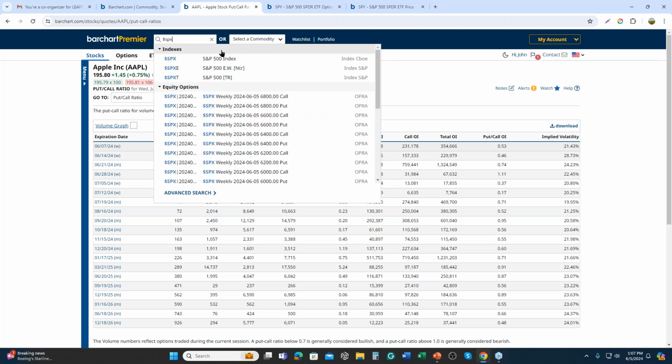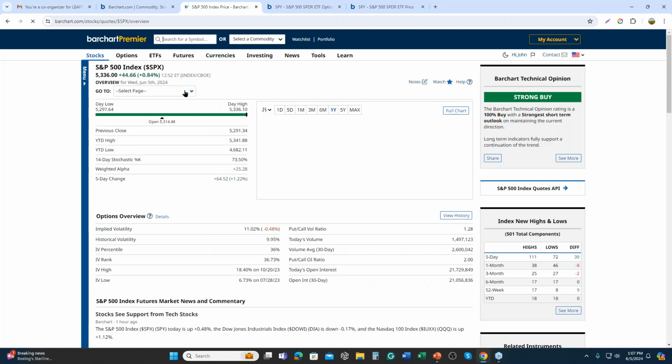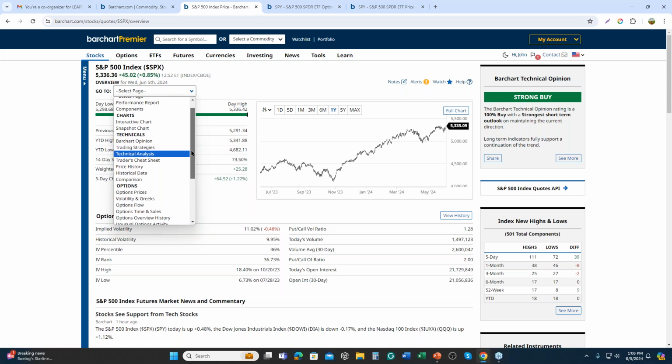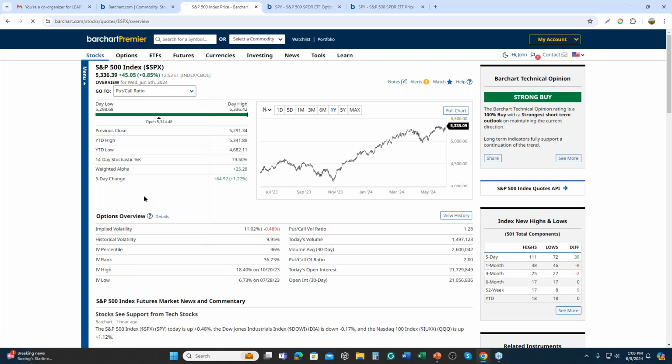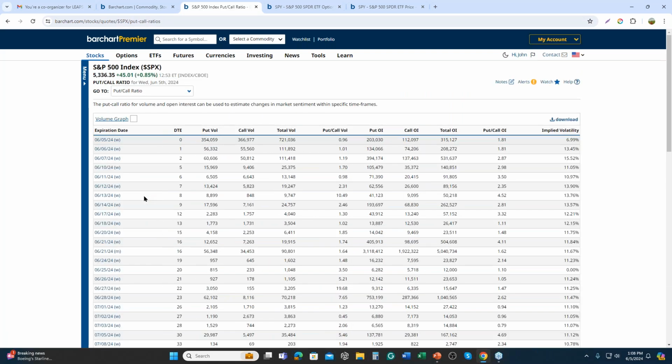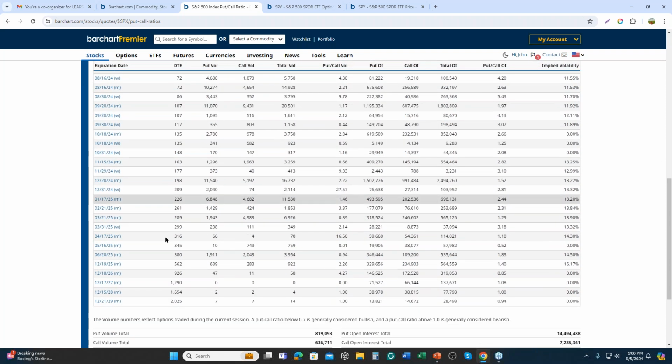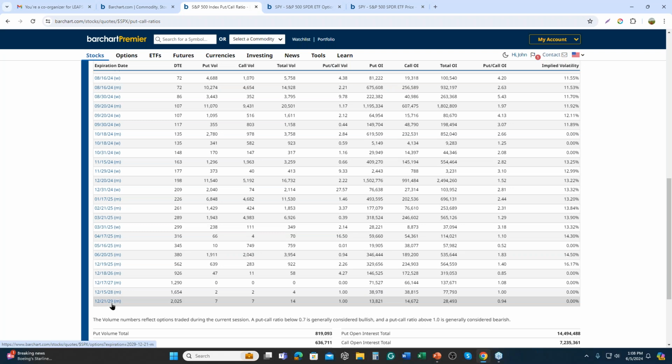Again, in indexes and ETFs, you might discover that you have some more LEAP options. Again, I'm going to go to my put call ratio page, and here's the S&P index that trades options. And you can see that in this case, we have options that go out almost 2,000 days, all the way out into December 2029. Something that is more unique to indexes.